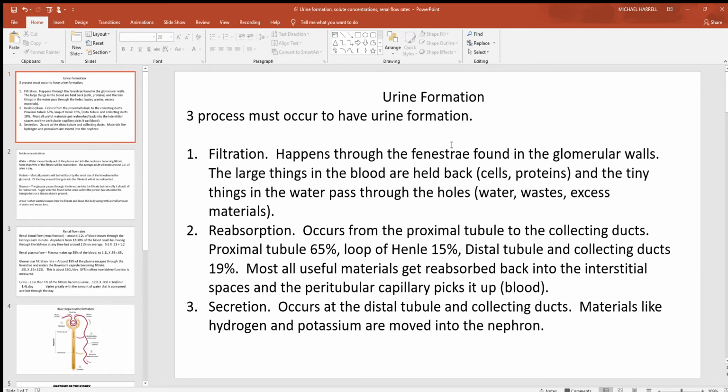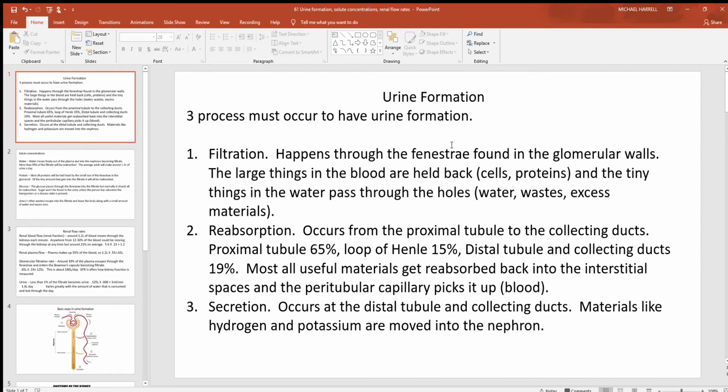Now those holes are extremely tiny. They're going to hold back anything large in the blood, because anything large is valuable and you don't want to be losing it. So all the cells and even almost all the proteins get held back by these holes. So that means they're very tiny. But of course, water, waste, and excess materials is primarily what gets through.